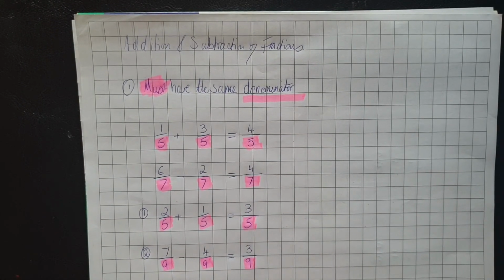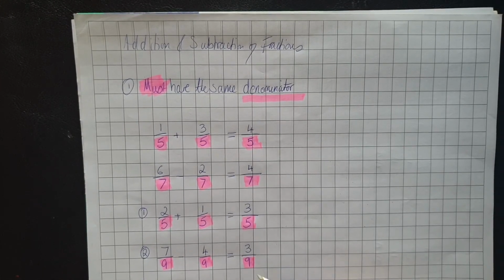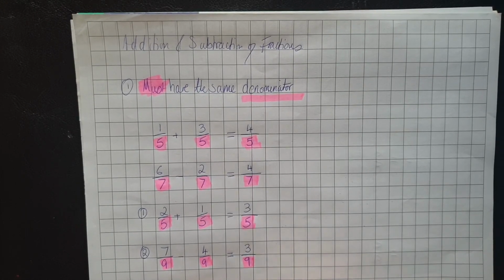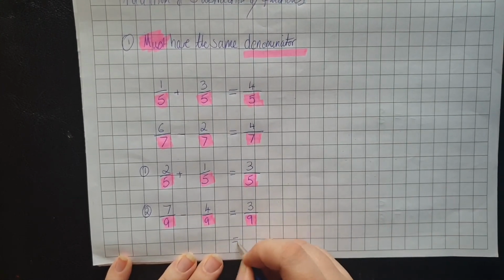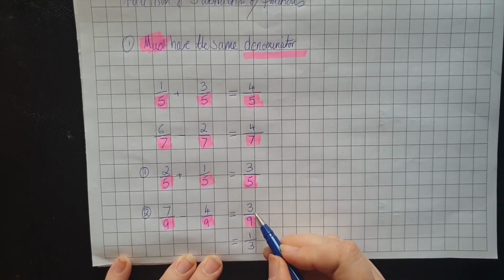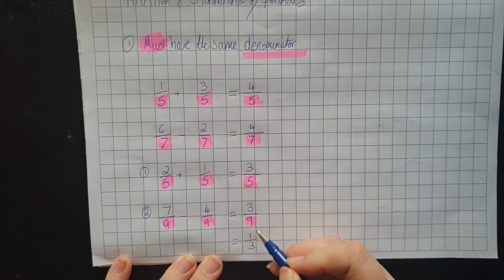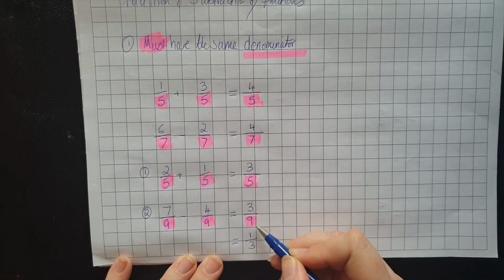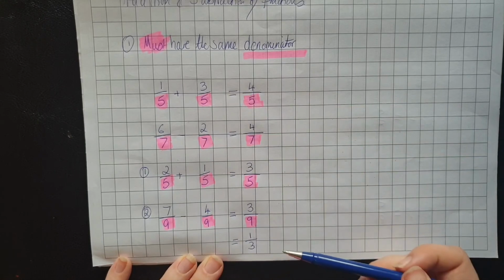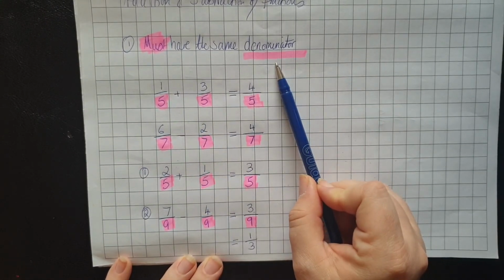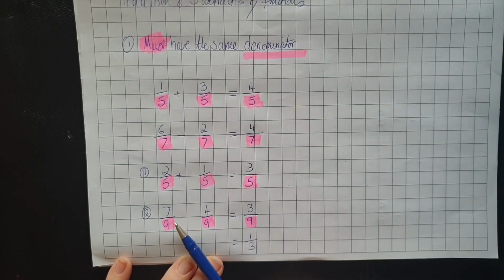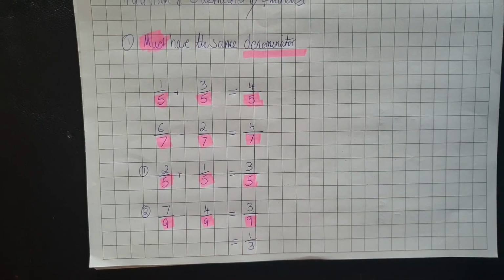But from the work you've previously done, that 3/9 you should know can be simplified because both 3 is in the 3 times table and 9 is in the 3 times table. So that will come to 1/3, because 3 times 1 is 3, and 3 times 3 is 9. So to recap, if the denominators are the same for adding or subtracting, we keep the denominators the same. We just then add or subtract the numerators.